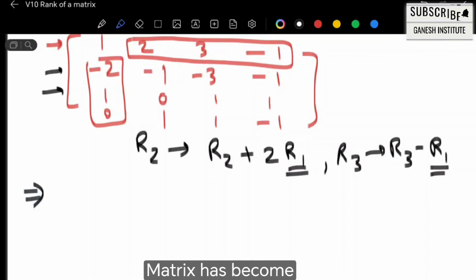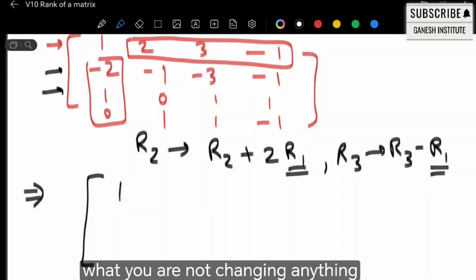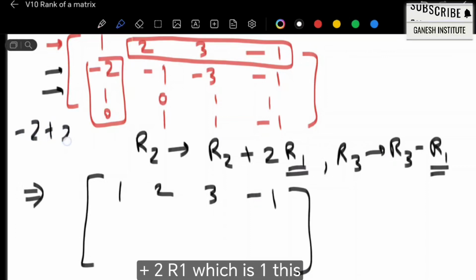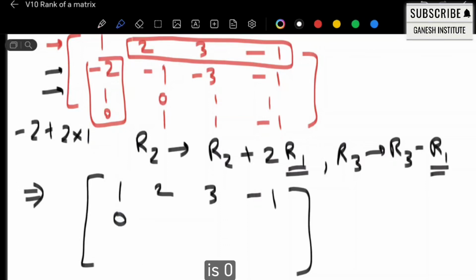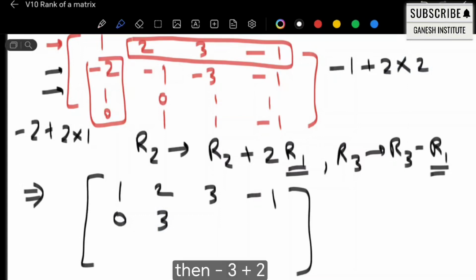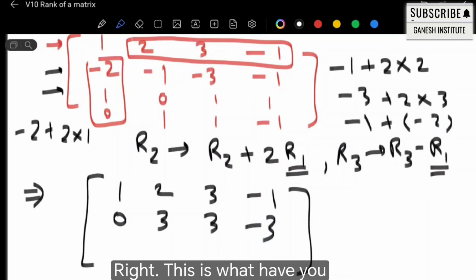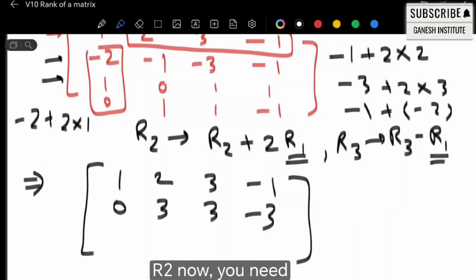So now your matrix has become what? You are not changing anything in R1. So R2 minus 2 plus 2R1, which is 1. This is 0. Then minus 1 plus 2R1, 4 minus 1 is 3. Then minus 3 plus 2R1, 6 minus 3, 3. Then minus 1 plus 2, 1's a 2. Minus 3. Right? This is what you have got in R2.